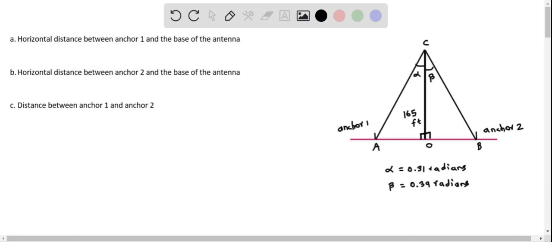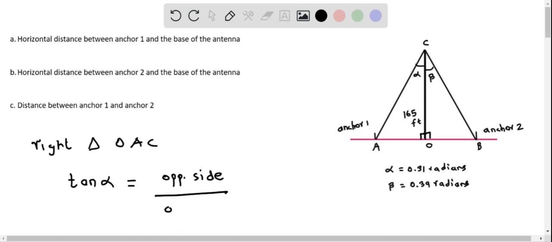So to answer the part A question, consider the right triangle OAC. So in this right triangle, we know that the alpha is 0.31 radians. So I'm going to apply the trigonometric ratio tangent of alpha. So I write down tangent of alpha. This is equal to, remember that from SOHCAHTOA, we know that tangent of alpha is opposite side over adjacent side.